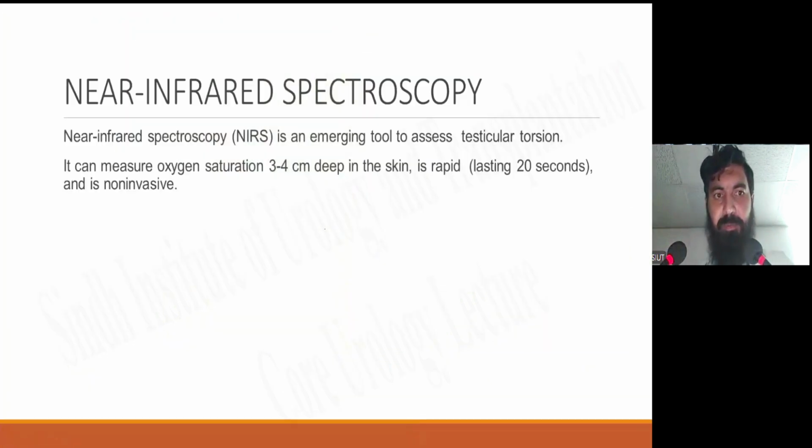Near-infrared spectroscopy. Near-infrared spectroscopy is an emergent tool to assess testicular torsion. It can measure oxygen saturation 3 to 4 centimeters deep in the skin, is rapid, lasting about 20 seconds, and it is non-invasive.